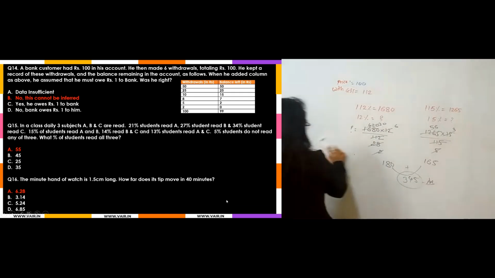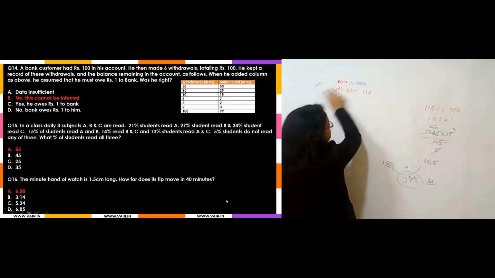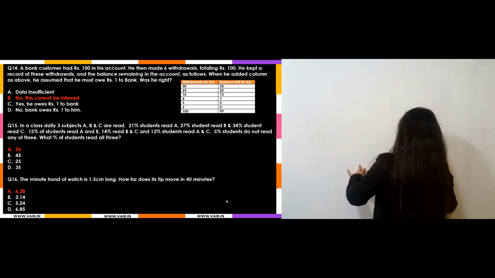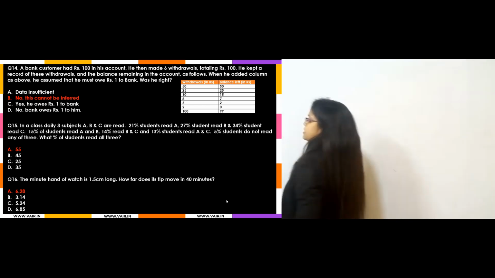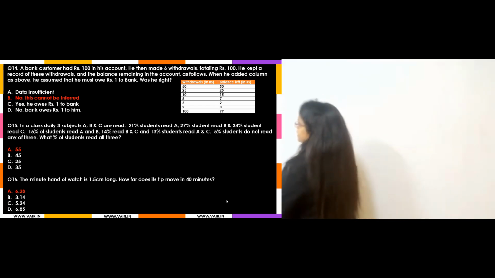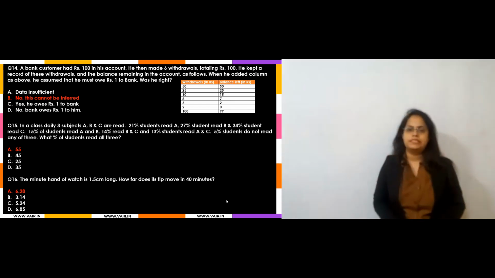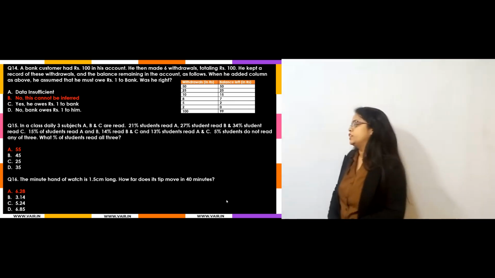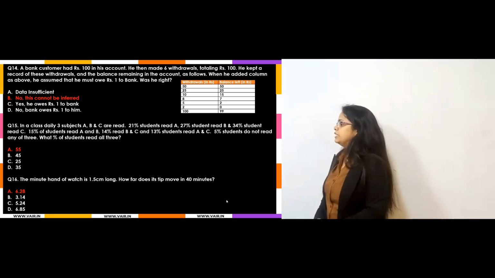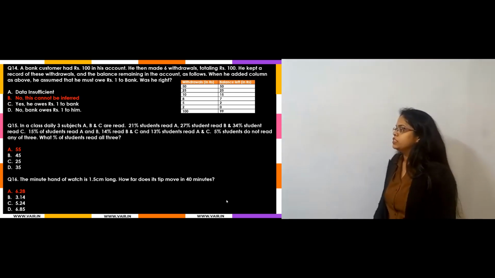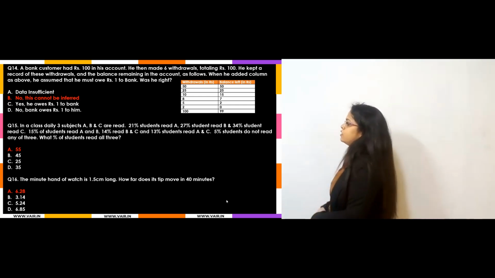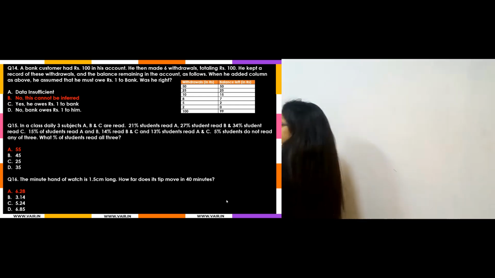You can see here, this question was oral based. Simply, we have done such puzzles in childhood. What does it say? A bank customer had rupees 100 in his account. He then made 6 withdrawals totaling ₹100. He kept a record of these withdrawals and the balance remaining as follows. When he added the columns as above, he assumed that he must owe ₹1 to the bank. Was he right? What are they saying here?